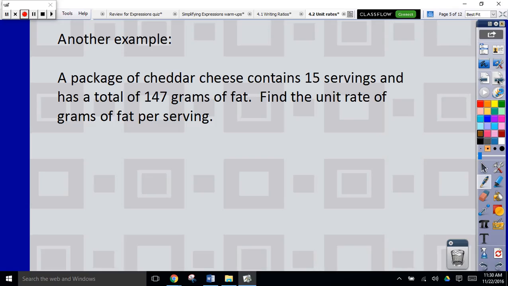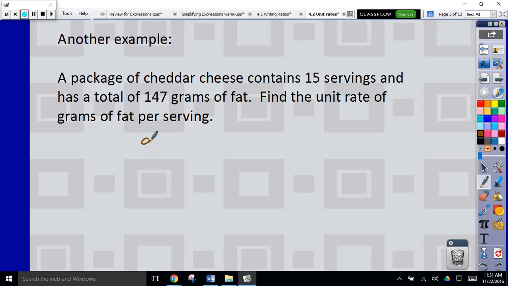Okay, another example. A package of cheddar cheese contains 15 servings and has a total of 147 grams of fat. Find the unit rate of grams of fat per serving. What ratio would we set up? You want to find the unit rate of grams of fat per serving, so what needs to go on the bottom? The 15 would be on the bottom because we're finding grams of fat per serving.